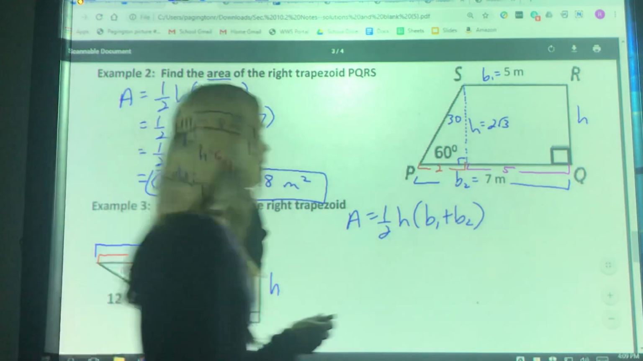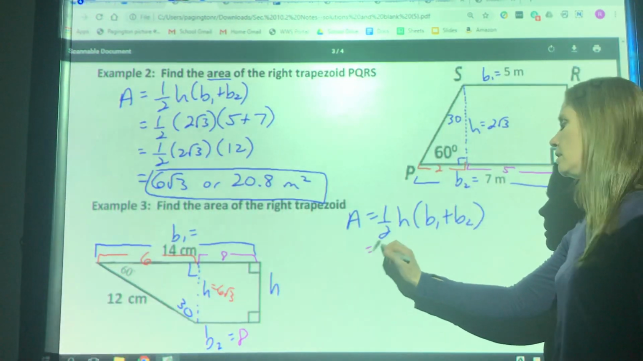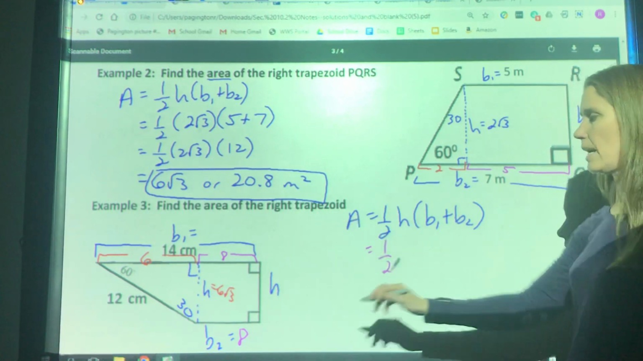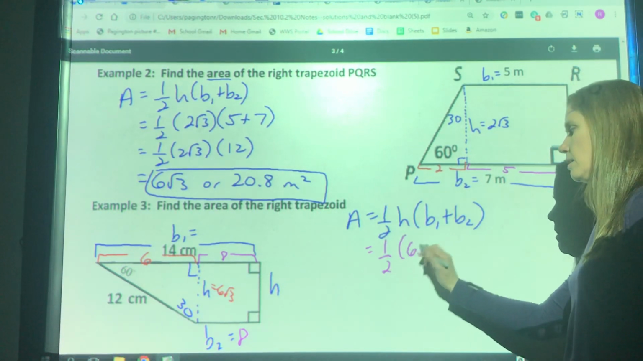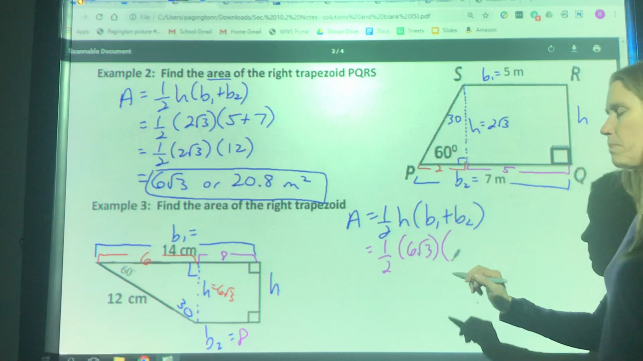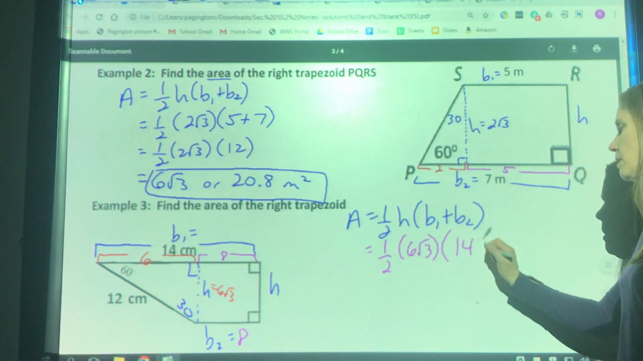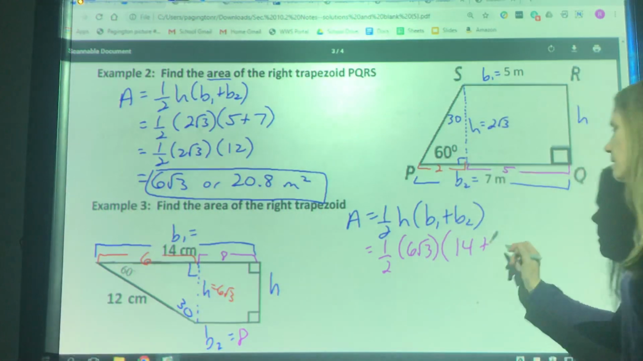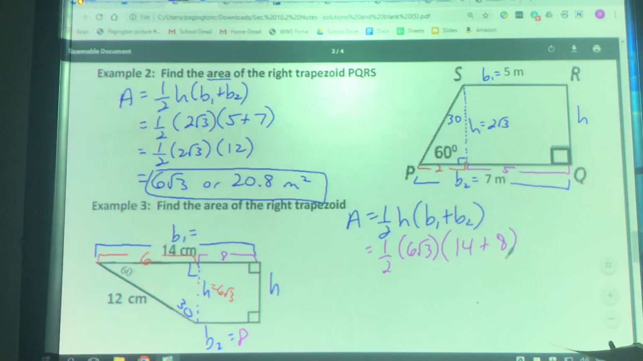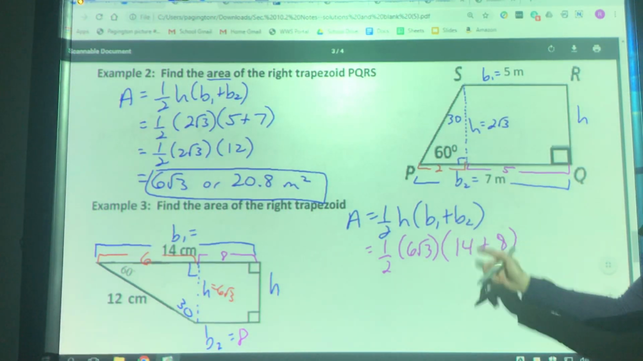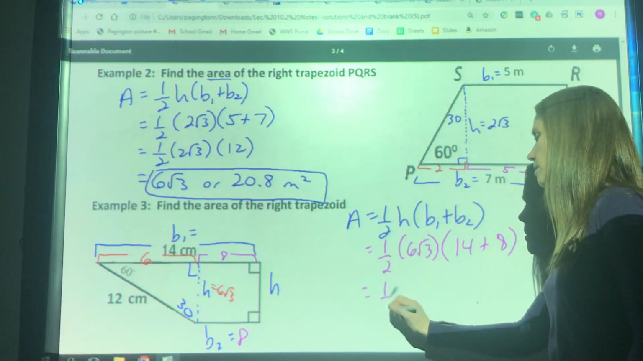So I can plug in what I know into my formula. And I just found my height was 6 square root of 3. And I found my bases. One base is 14 all the way across the top. And my other base was 8. And when I get that plugged in, I like to go and add the 14 and the 8 first.